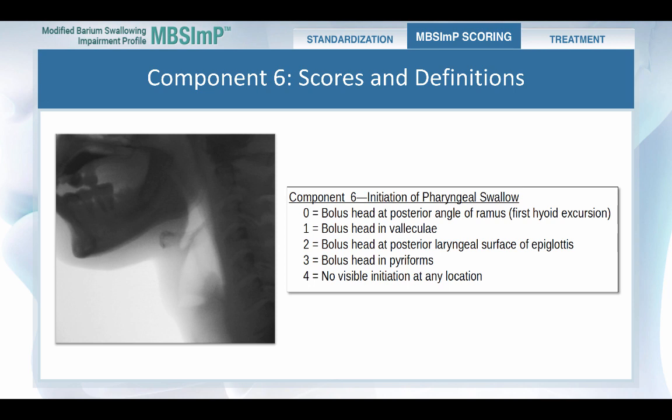There are 5 possible scores for component 6. A 0 represents the bolus head at the posterior angle of the ramus at first hyoid excursion. A 1 represents the bolus head in the vallecula. A 2 represents bolus head at the posterior laryngeal surface of the epiglottis, and a score of 3 represents the bolus head in the piriform sinus. And of course, a 4 would be no visible initiation at any bolus location, which is never normal.